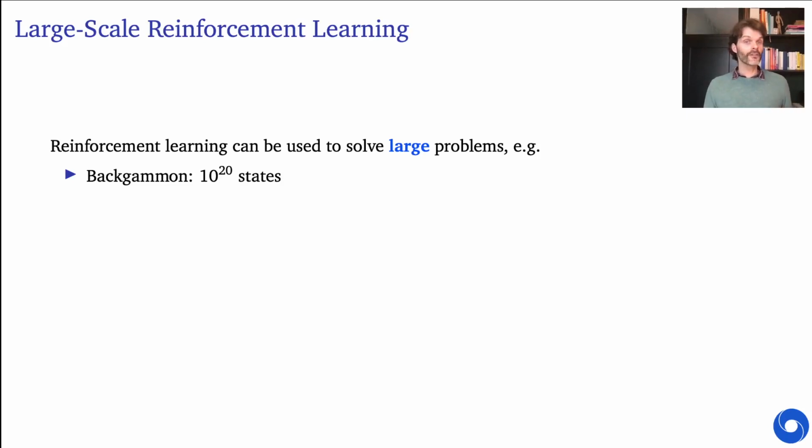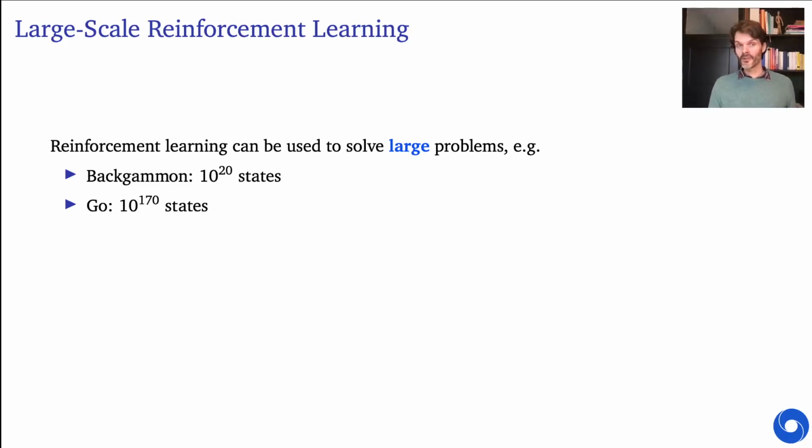Because if we then go to a different game, like the game of Go, we notice that this already has 10 to the 170 states. That's an enormous number. You can't feasibly store that in memory in a computer and then try to learn a value function for each of these separate states.